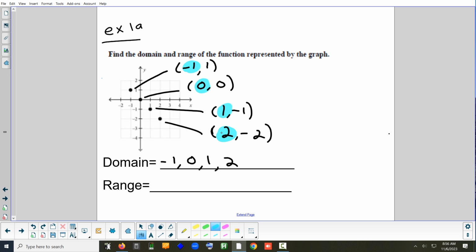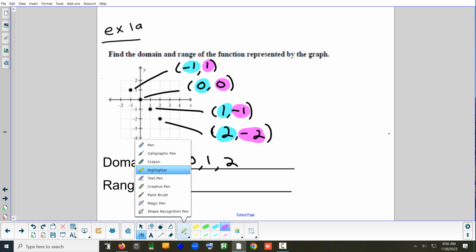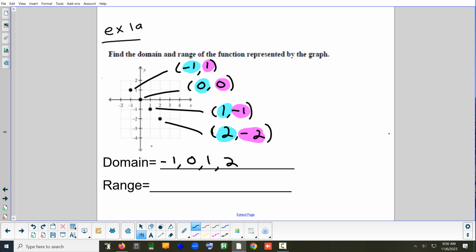All right, how about the range? What ones do we look at for range? 0, 1, negative 2, negative 1. Yep. That's all your y values. So all you have to do is write them down. I'm just going to put them in order. So what's the lowest range value? Negative 2. And then negative 1, 0, and 1.